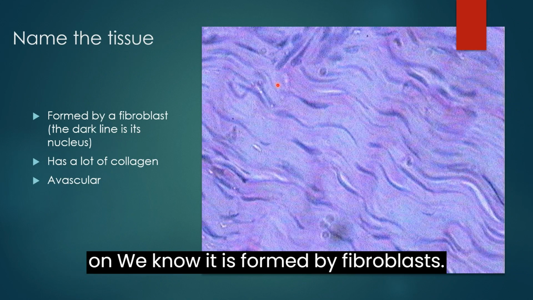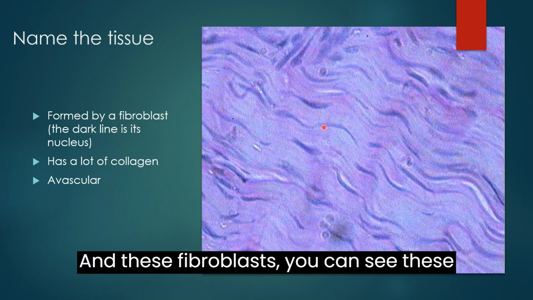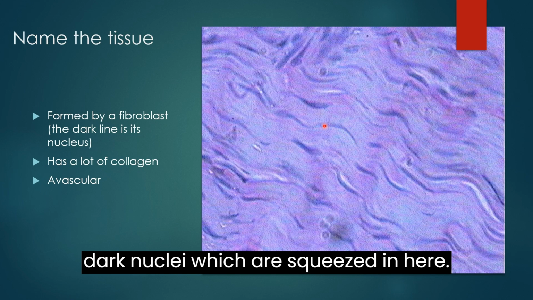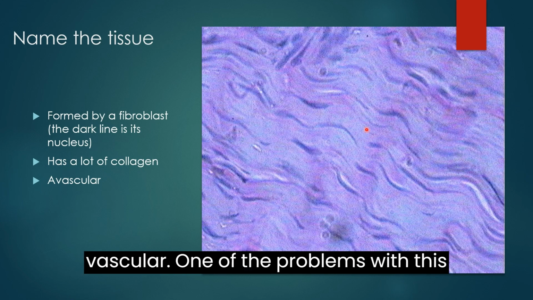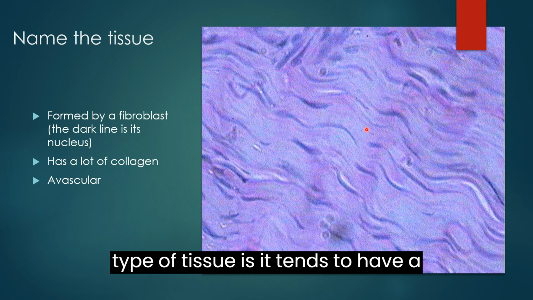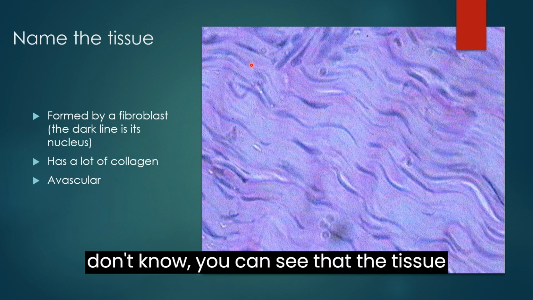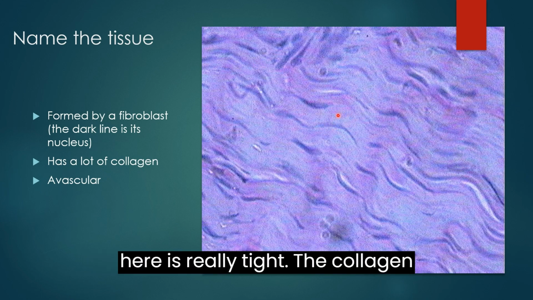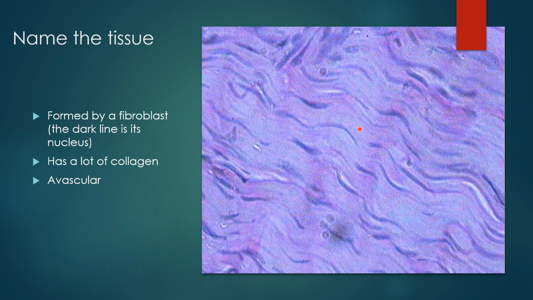Now, I want you to name this tissue based on what we know. It is formed by fibroblasts, and you can see these dark nuclei which are squeezed in here. It has a lot of collagen, and you'll notice that there aren't any blood vessels here, which means that it is avascular. One of the problems with this type of tissue is it tends to have a difficult time healing if it's overstretched or torn. If you don't know, you can see that the tissue here is really tight. The collagen fibers are really tightly bound, and they're in a regular parallel arrangement. So this is dense regular connective tissue.